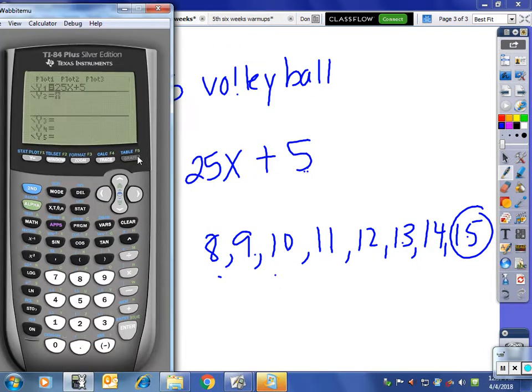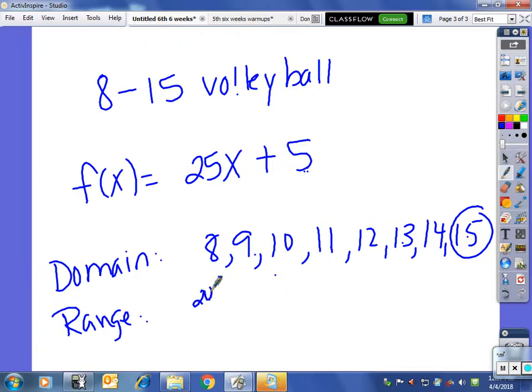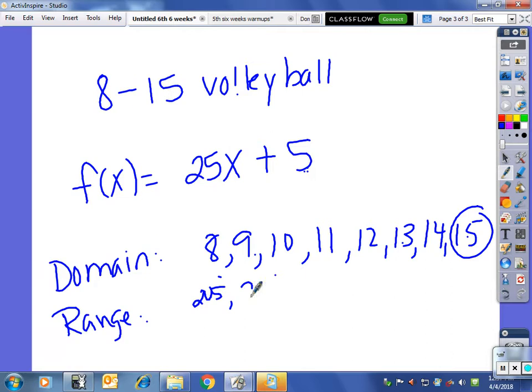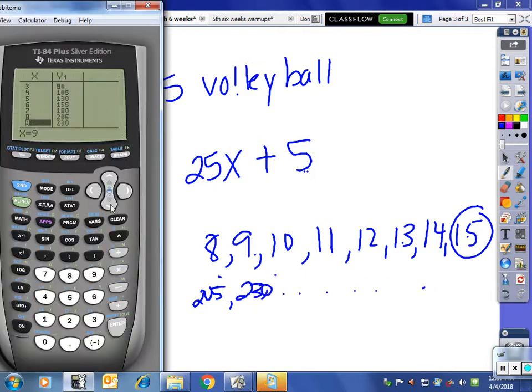Okay, so I'm going to go to my T-chart. 8 was the absolute lowest number of volleyball players we could have. What range value goes with that? 205. Then I would go down and find the range value for 9 players. 230. You see what I'm doing? All the way up to 15 players. So the highest possible amount we would have to pay?